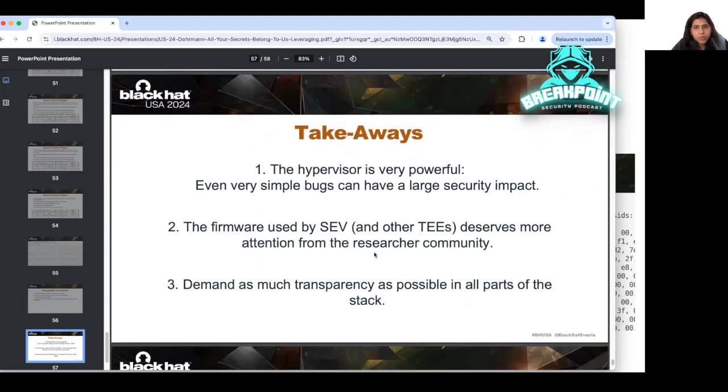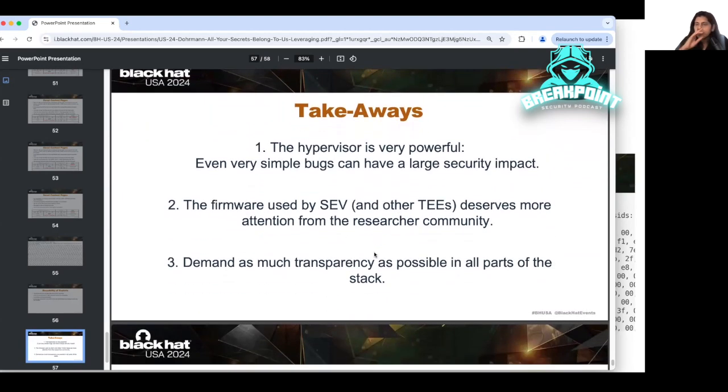Then, and one thing is very important, although this is there in all the conference websites, I think most of the places, is what are the key takeaways for this. So for the key takeaways, this is where you clearly call out what your takeaways are. Now read your takeaways. So whether you read your outline or not, read your takeaways at least thrice before you submit. Hypervisor is very powerful. Even very simple bugs can have large security impact.